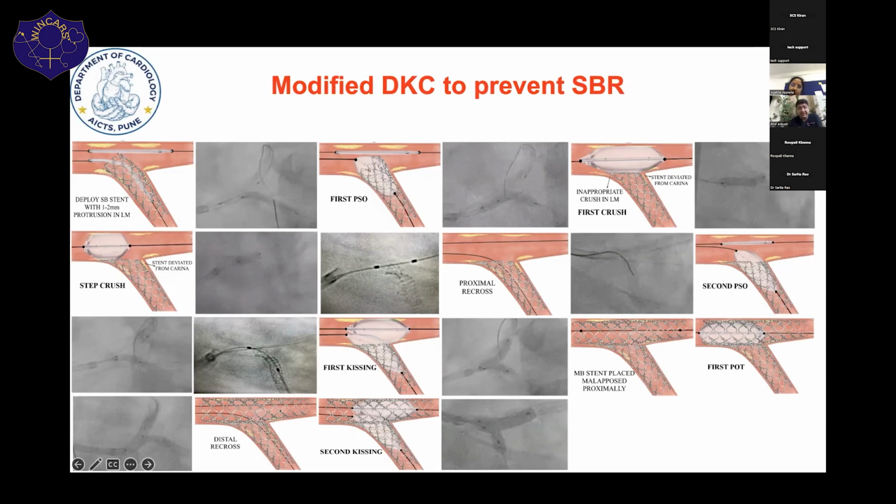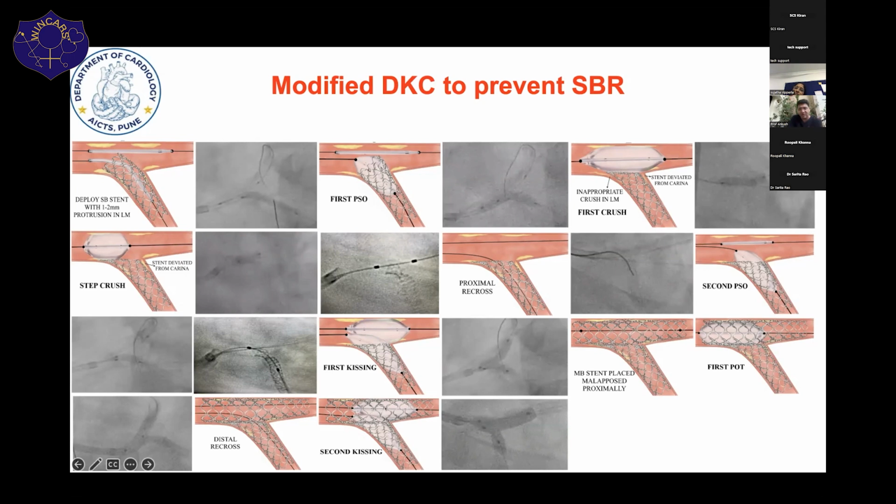So the success of distal recross, for having a lesser length of neometallic carina, is based on this second PSO. So if you want to have a smaller length of neometallic carina, you should go distally, but you can go distally only when you have done second PSO.